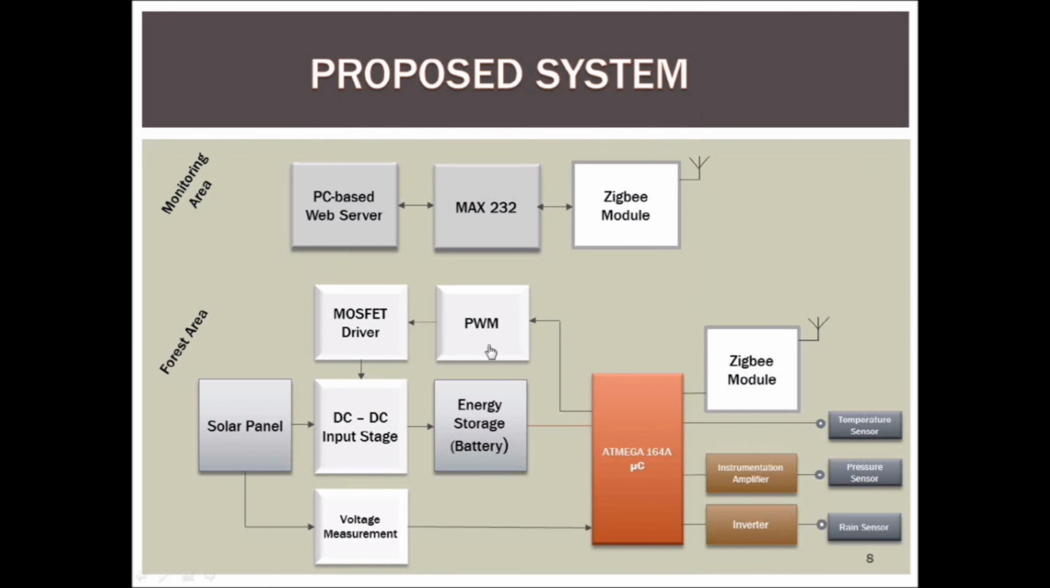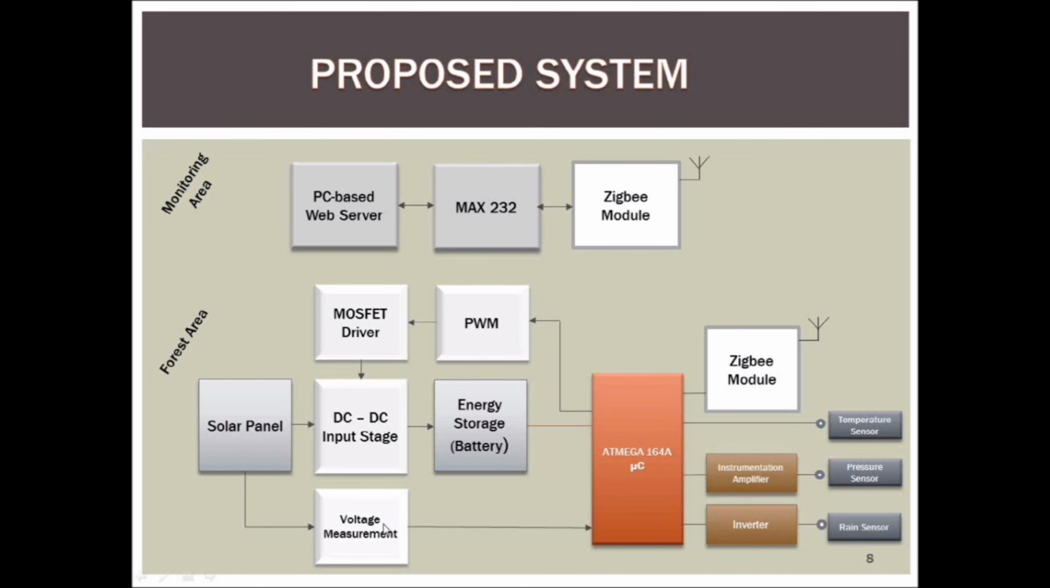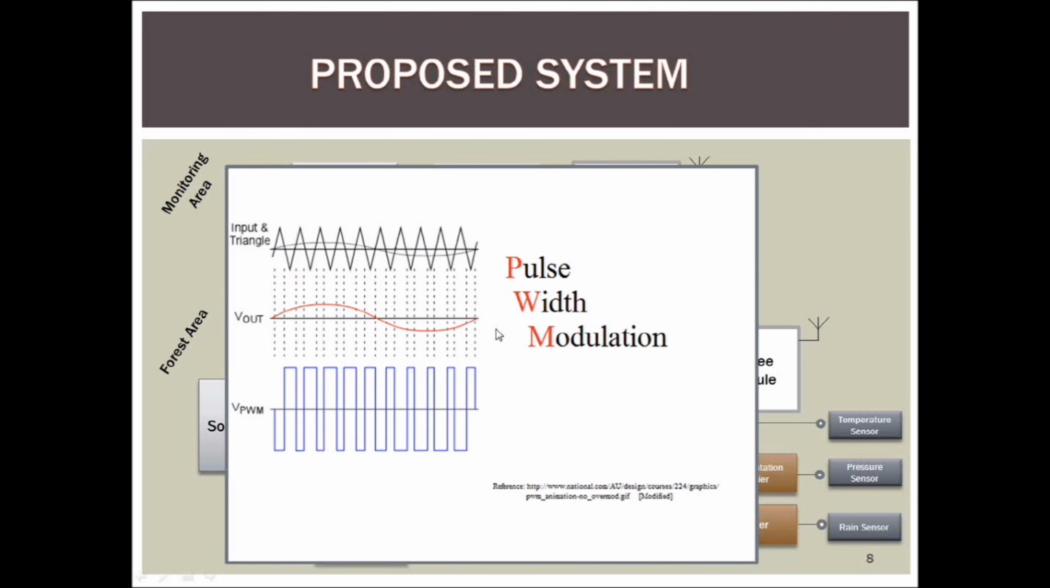It comprises of a solar panel, the output of which is taken by the DC to DC input stage, and finally the energy is stored in the battery. The MOSFET driver is used to boost the voltage level in order to form the optimized output. The voltage measurement and pulse width modulation are taken care of by the microcontroller.